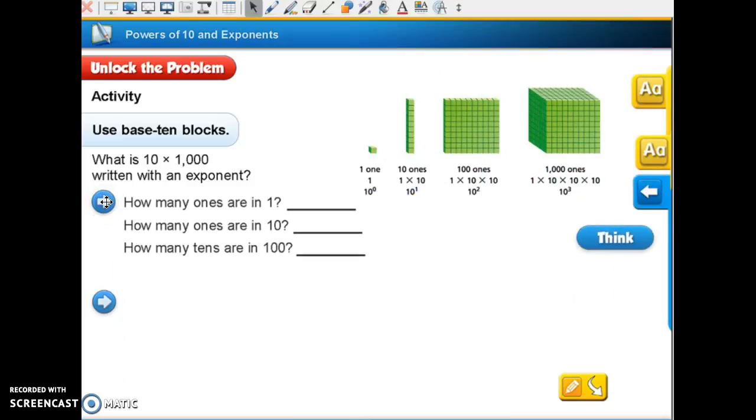Okay, when you write it, how many ones are in 1? How many ones in 1? 1. How many ones are in 10, Natalie? How many ones in 10? 10. How many tens are in 100, Fred? 10. Ten groups of 10, or 10 times 10.